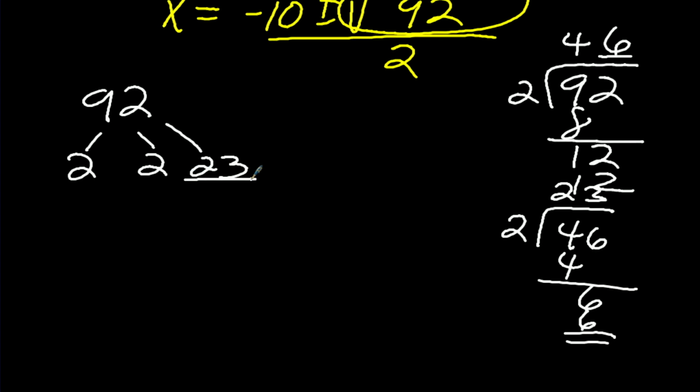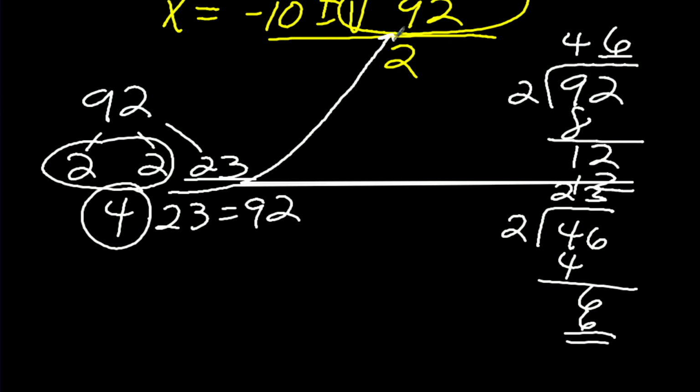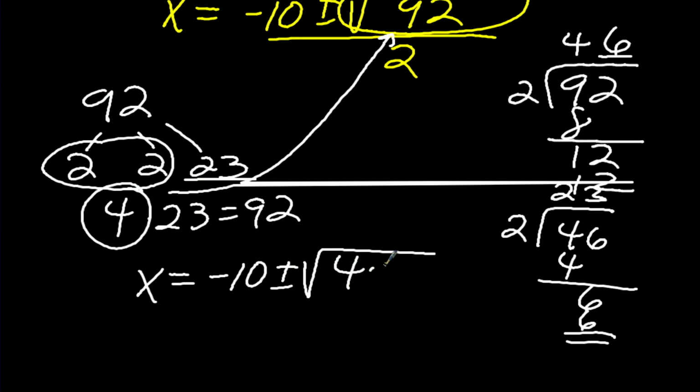Now, I'll look at those. 23 is a prime number, so I can't factor it any further. But I have 2 times 2, which I can combine back to 4 times 23, which gives me 92. So 4 is a number I could take a square root of. So I'm going to substitute these factors back in underneath my radical. So x is going to equal negative 10 plus or minus the square root of 4 times 23, all divided by 2.